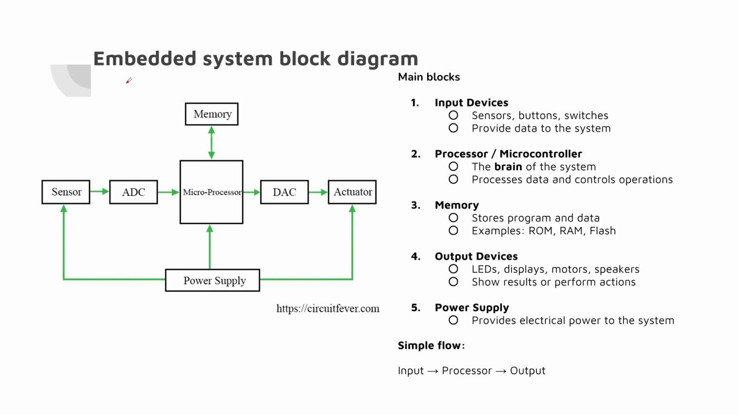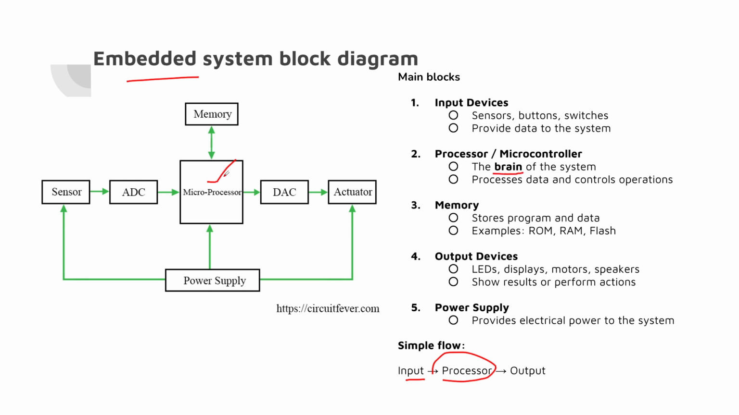Then this is a simple block diagram of an embedded system. Mainly the embedded system consists of a processor unit, then we have an input unit and an output unit. If you see here, this microprocessor or microcontroller is the central part of the embedded system, or else we can say this is the brain of the embedded system.